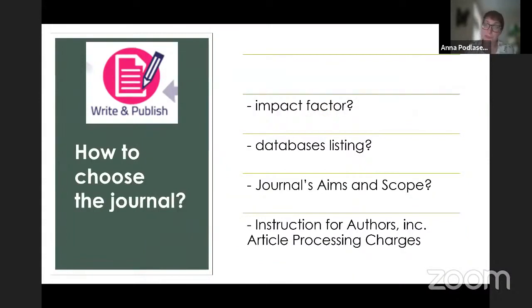Another important question is how to choose the journal, because you want your topic to be disseminated to the appropriate audience. What I would look at is the impact factor. Is it a good, well-respected journal? Which databases is it listed in? Also the individual journal's aims and scope, and the instructions for authors, whether there are limits on figures, tables, and how many words you can write.